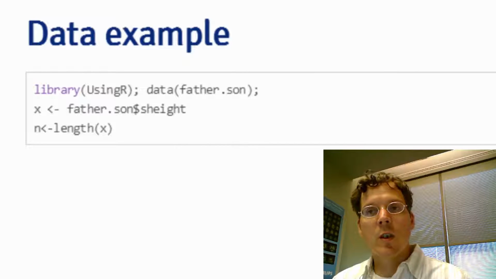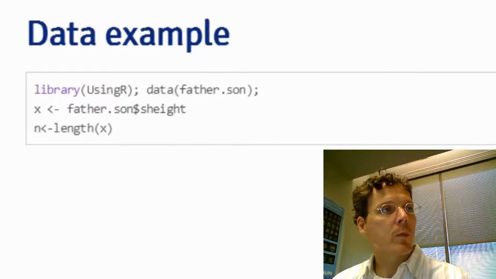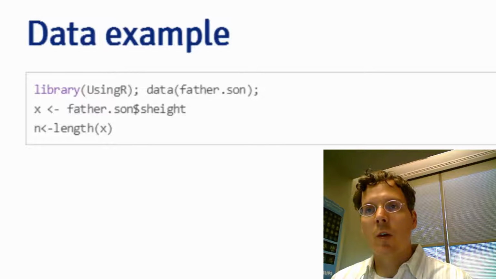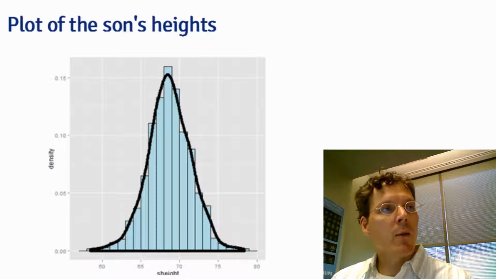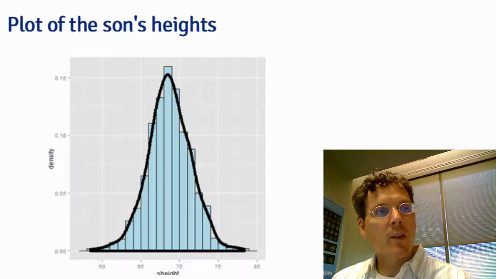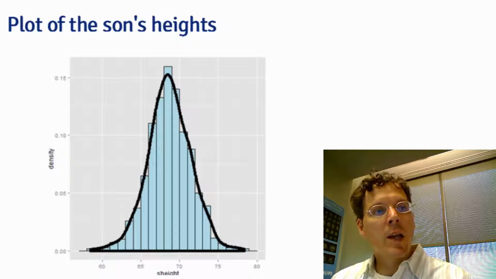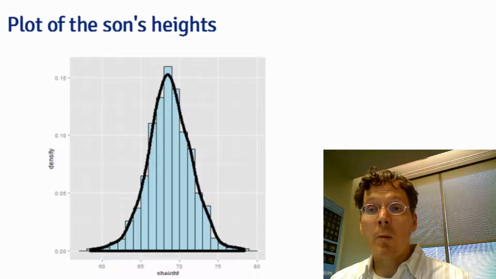And so let's actually go through a data example. Here I'm going to use the father-son data from the UsingR data set, and I'm going to grab the son's height, and n is going to be the number of observations, like always. If I were to plot a histogram of the son's height, I get this distribution right here, and I overlaid the histogram with a continuous density estimate. It's quite Gaussian looking.